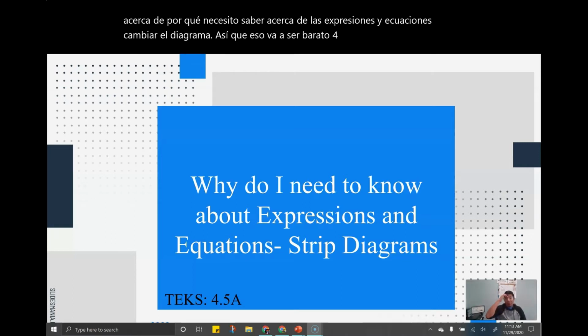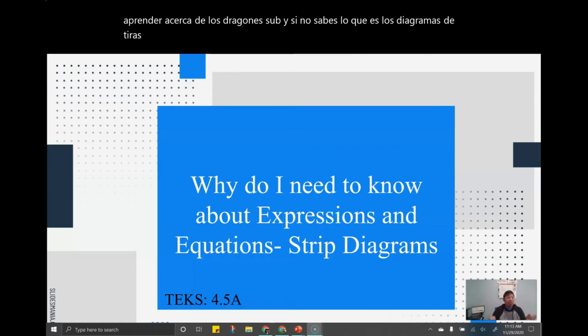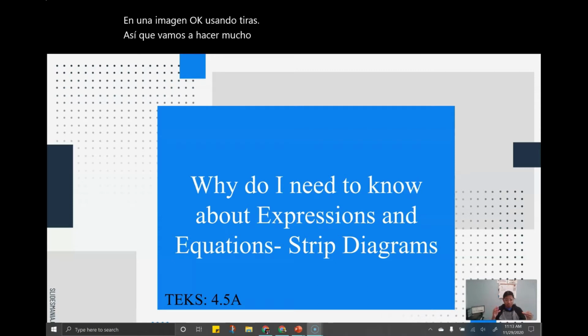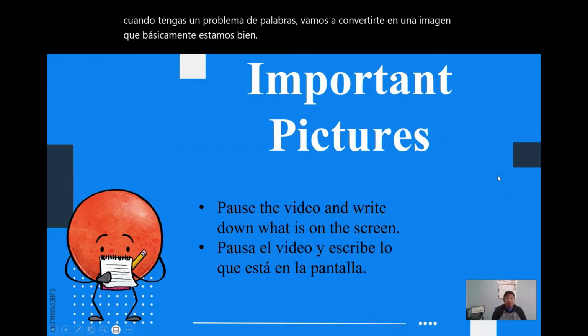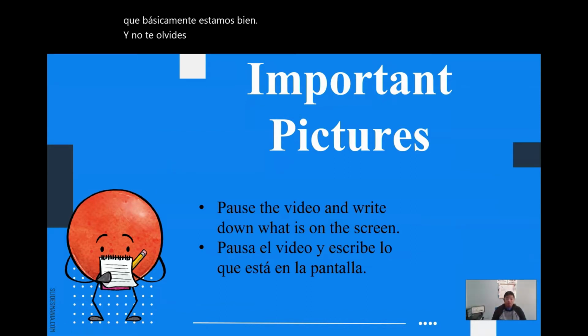So today we're going to be learning about strip diagrams, and if you don't know what strip diagrams are, it's basically turning the word problem into a picture, okay, using strips. So we're going to be doing a lot of drawing today, a lot of drawing strip diagrams, a lot of pictures to represent what the word problem means, okay? So when you have a word problem, we're going to turn it into a picture. That's basically what we're doing, okay? And don't forget to pause the video right here and write down what is on the screen, okay?